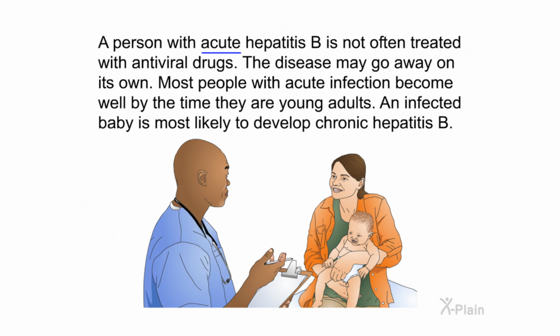A person with acute hepatitis B is not often treated with antiviral drugs. The disease may go away on its own. Most people with acute infection become well by the time they are young adults. An infected baby is most likely to develop chronic hepatitis B.